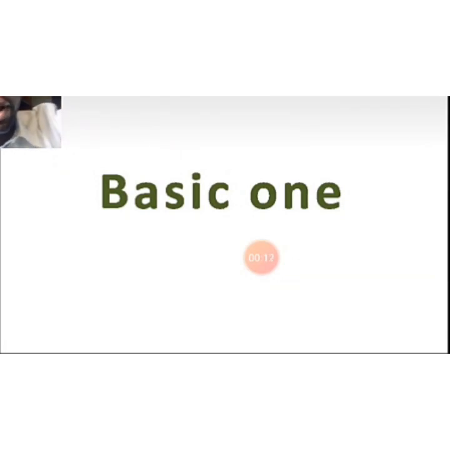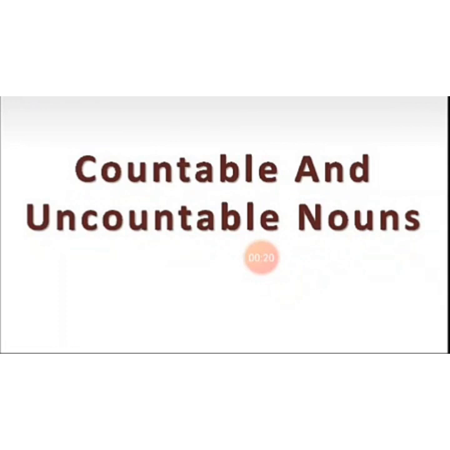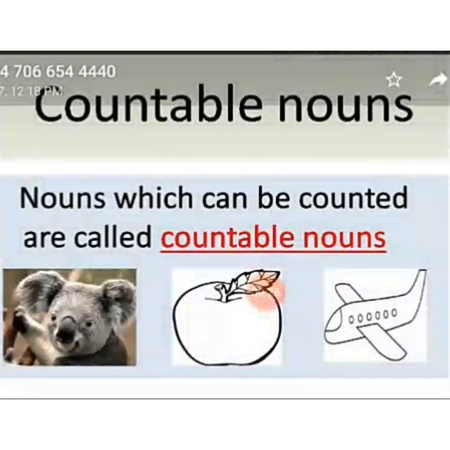In today's revision class in English, our focus is on countable nouns. We should also take a look at uncountable nouns. Countable nouns are nouns that can be counted. There are things that can be seen, touched, and also counted.